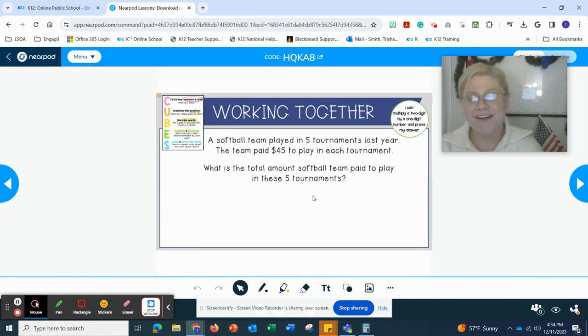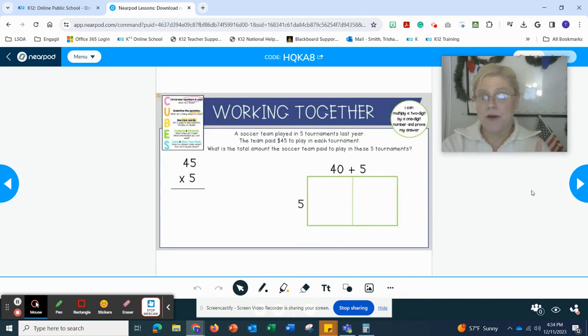Then you're going to solve this word problem. A softball team played 5 tournaments last year. The team paid $45 to play in each tournament. What is the total amount the softball team paid to play in these 5 tournaments? So you are going to use the standard algorithm method plus partial product method to solve this problem. Pause and solve the problem.